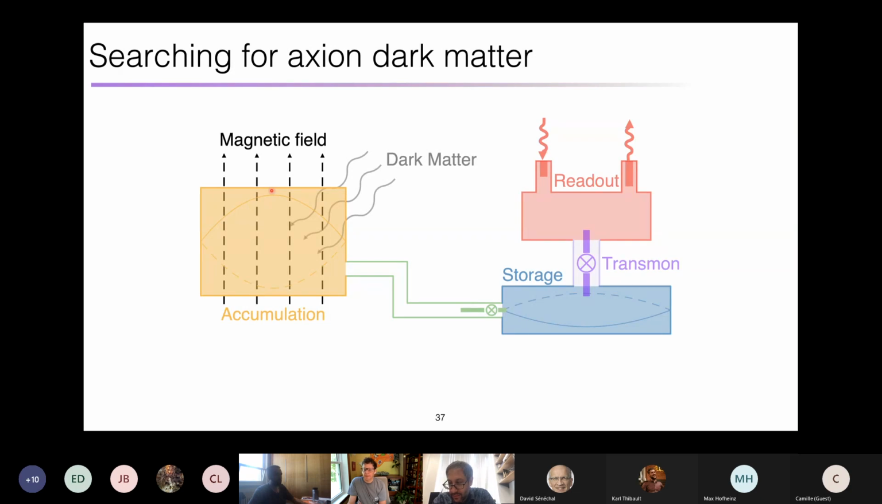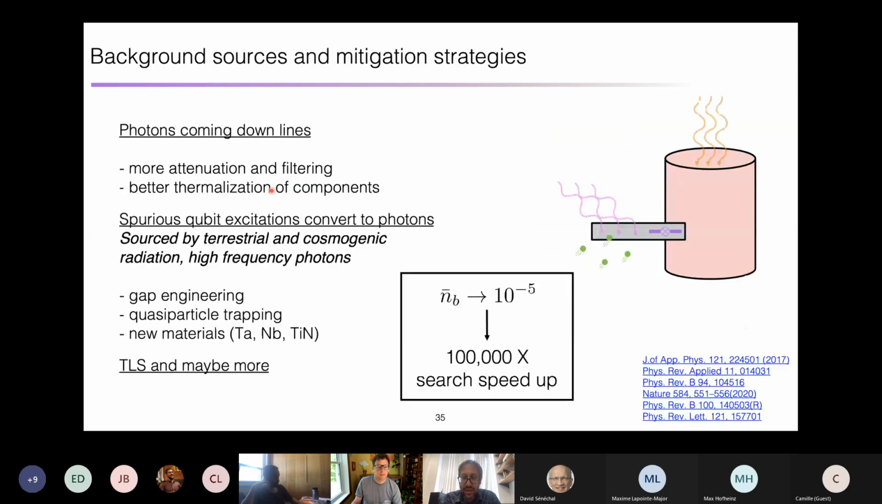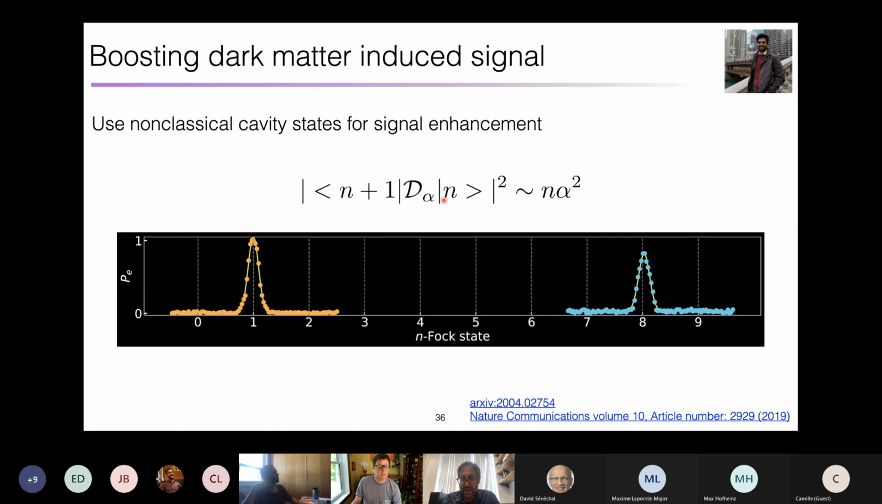I may have missed a detail, but I'm not sure I understand how higher Fock states in the cavity would increase the sensitivity. Yeah. So basically, the way you can think about the signal is that, so this is like the dark matter, and you're displacing it. You can just think of it as like applying A plus A dagger or something like that. So you can think of applying A dagger to it.